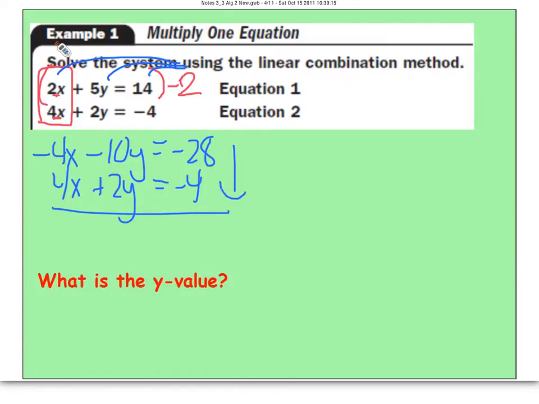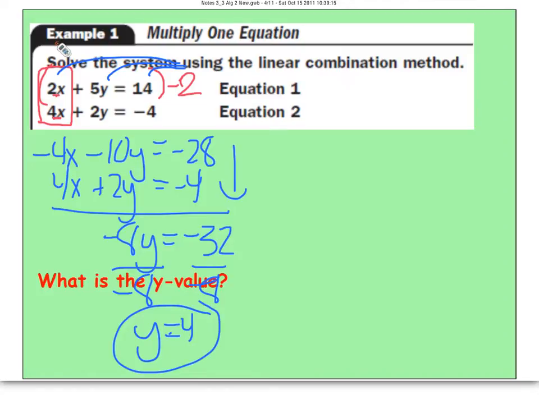If you add down, negative 4x plus 4x is 0. Negative 10y plus 2y is negative 8y. Negative 28 minus 4 is negative 32. Solve this equation by dividing by negative 8. Y would be 4.